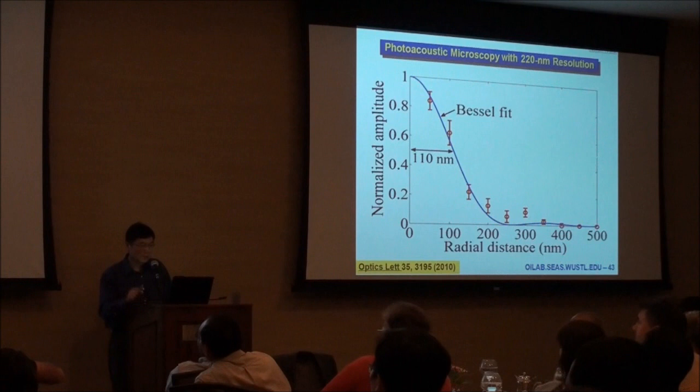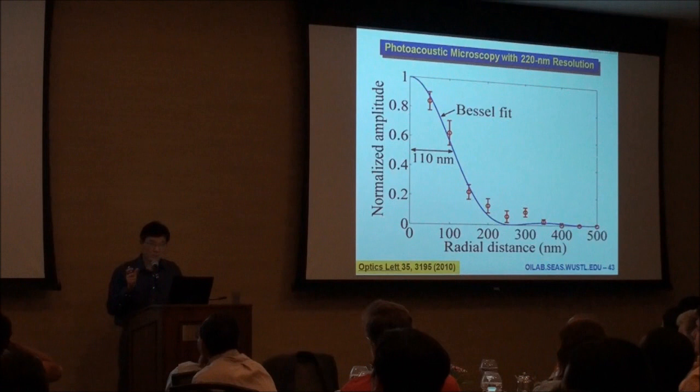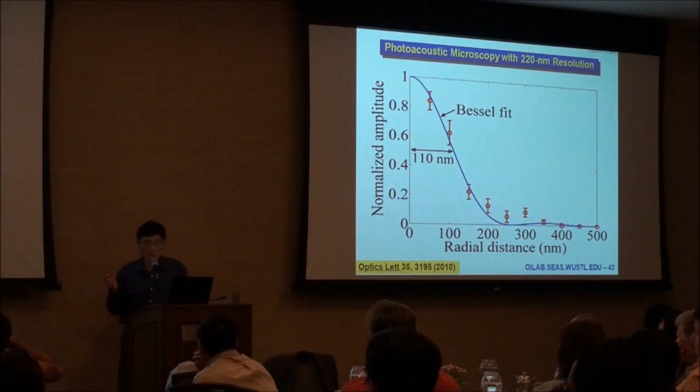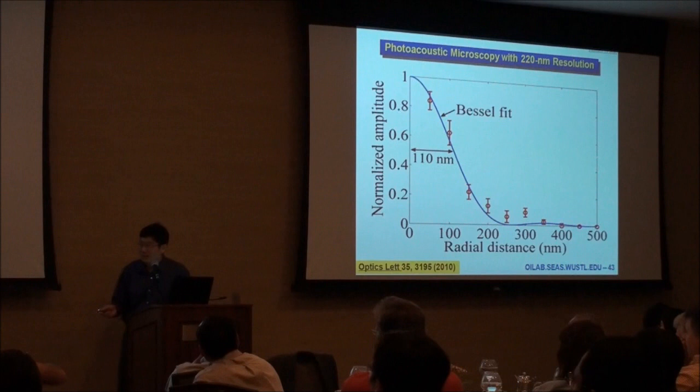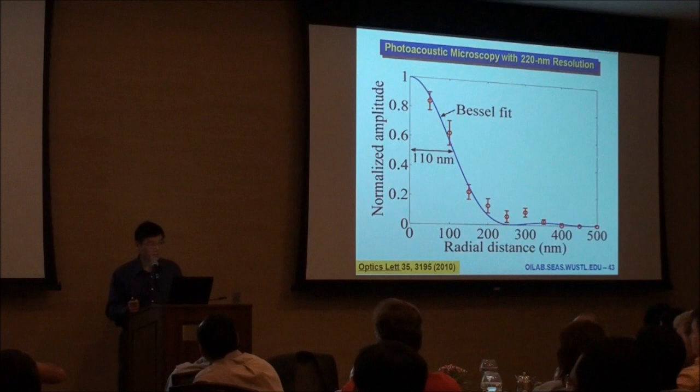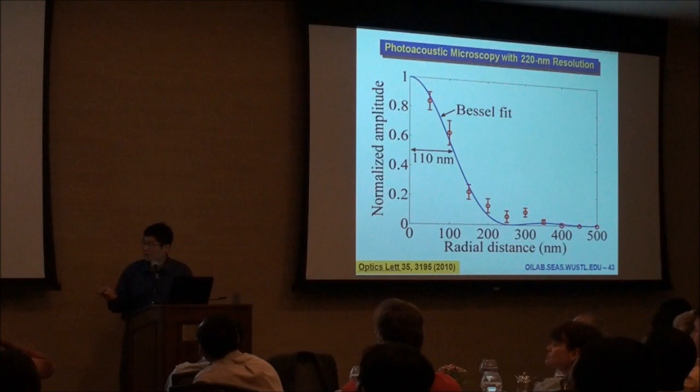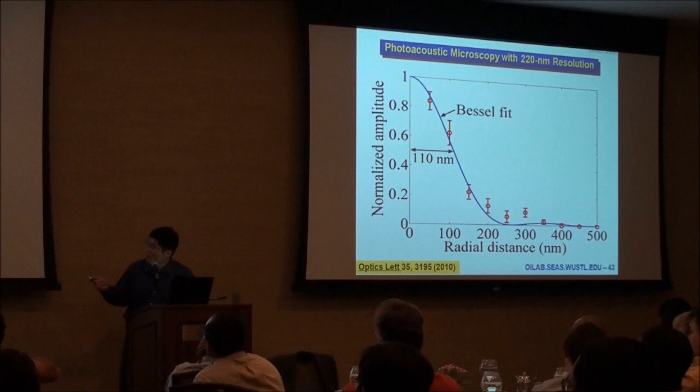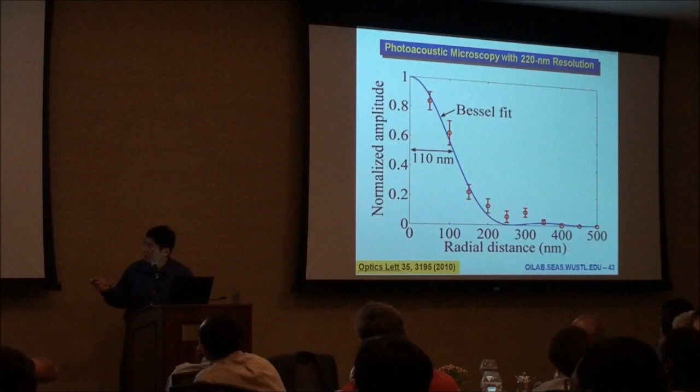What is the limit in resolution? Well, you can try to improve your NA, improve the numerical aperture, and we push that to the extreme. We use the water immersion lens, so we got an NA of 1.2, and that allowed us to improve the transverse resolution to about 220 nanometers. And we use this device to image a single nanoparticle, a single nanocage, which is about 40 nanometers in dimension. And you can see the half width at half maximum of the PSF, the point spread function, being about 110 nanometers.